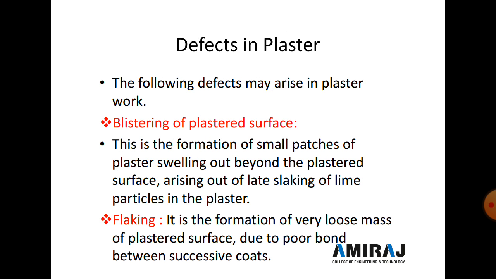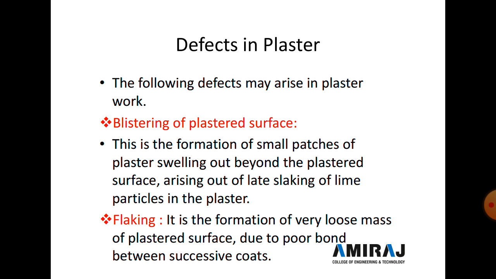Now next is defects in plaster. Generally two main defects arise in plaster work. First is blistering of the plaster surface. This is the formation of small patches of plaster swelling out beyond the plastered surface, arising out of late slaking of lime particles in the plaster.